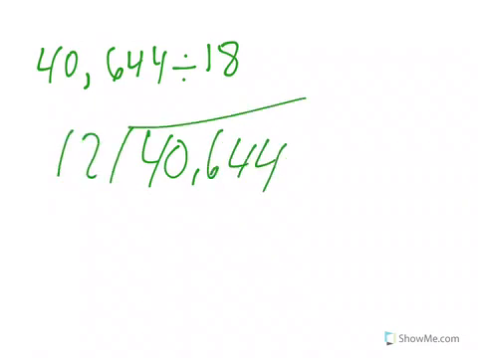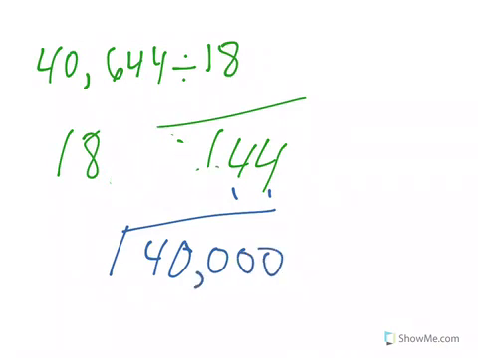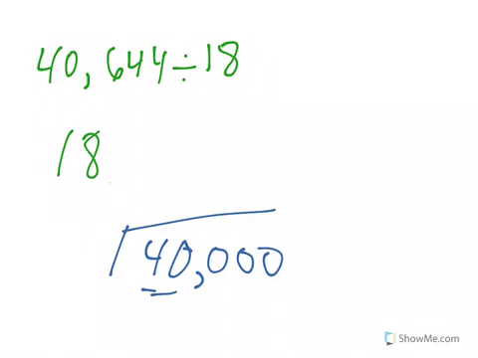40,644 divided by 18. Now, 40,000 is already a pretty easy number to play with. So I'm going to keep that 40,000 the same. I'm going to make these all into zeros, and I have 40,000. Now, the reason I can do that is if I'm looking at 4 or 40, and I'm looking at 18, I'm thinking, well, 18 is pretty close to 20, and 20 goes into 40 evenly, so I'm going to turn that 18 into 20. I'm going to round it to the nearest 10.